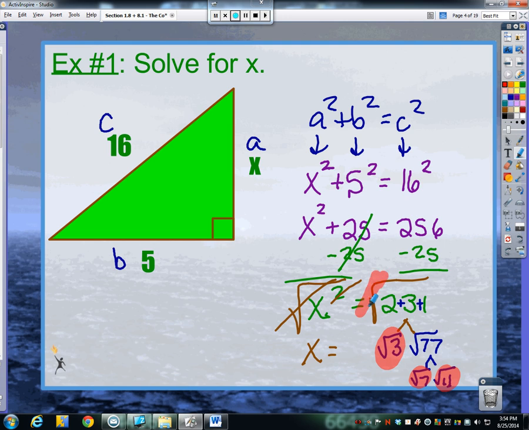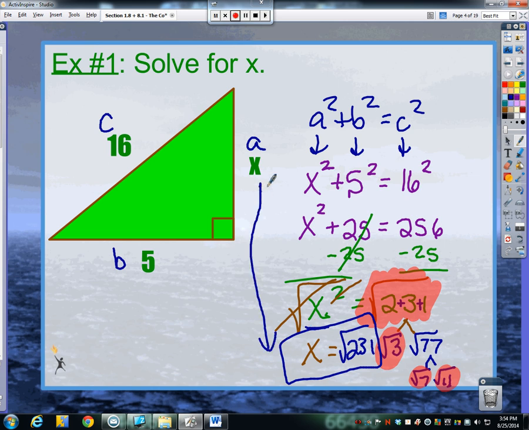Which means the square root of 231 is as simplified as it can get. So that would be my answer for x. Now, the square root of 231 is, what, 15 point something, something, something, infinitely many decimal points? Should I write that? No, I want the exact answer as a fully simplified square root number. So the square root of 231 is the answer I want to see.